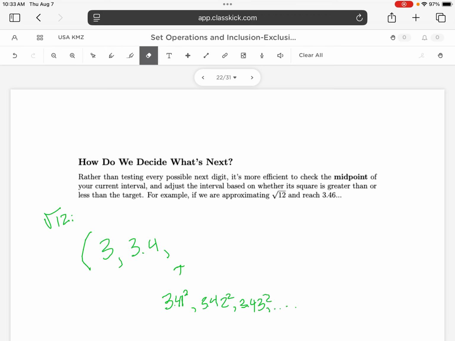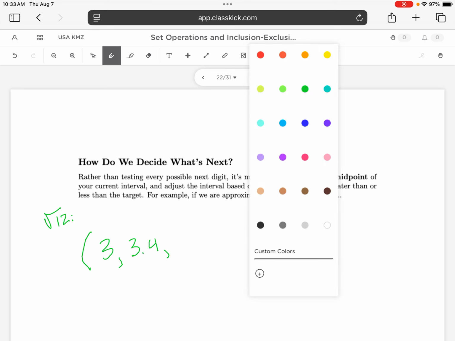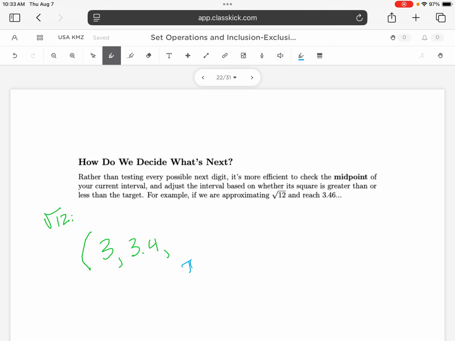So it might make sense to say, all right, I know that my square root of 12 is somewhere between 3.4 and 3.5. I'm going to start in the middle. I'm going to compute 3.45 squared, and I'm going to see, is it less than or equal to 12 when I square it? Okay, it's less than 12. So then I'm going to check 3.46 squared, and then I'll check 3.47 squared, and so on.